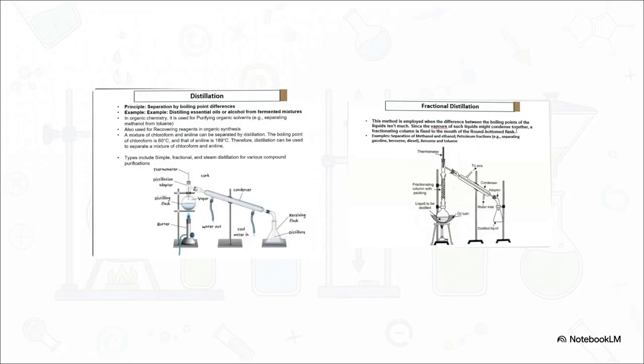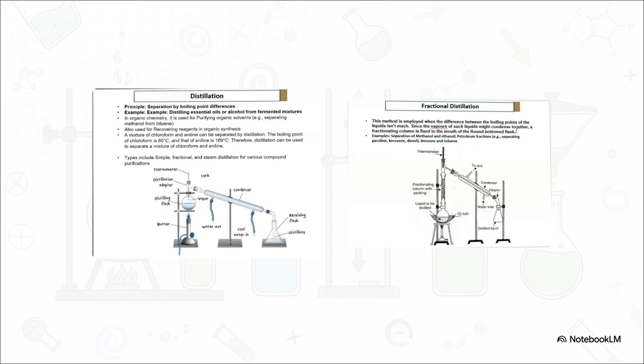See the apparatus on the left? That's simple distillation. Now look to the right. See that tall, packed column stuck between the flask and the condenser? That is the fractionating column. It's usually filled with glass beads or rings, which gives it a massive surface area.